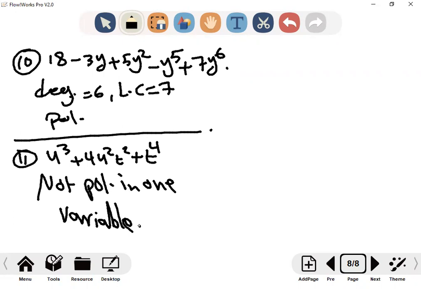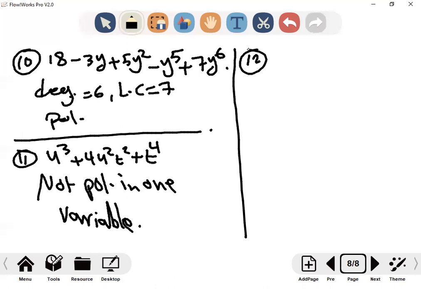Read the question. The question said to set each polynomial in one variable, but you have two variables, u and t, right? If it is not polynomial in one variable, explain why. This is not polynomial in one variable. Why? Because you have two variables, u and t. So not polynomial, we cannot talk about degree and leading coefficient. Question 12.